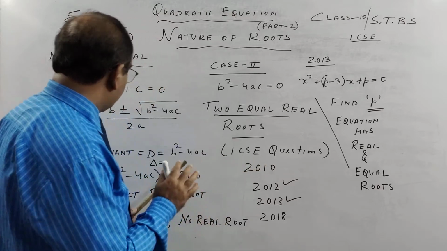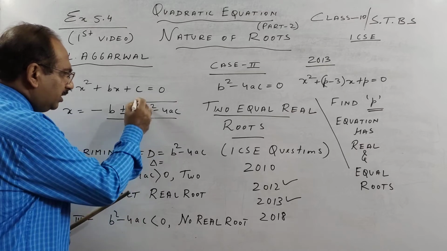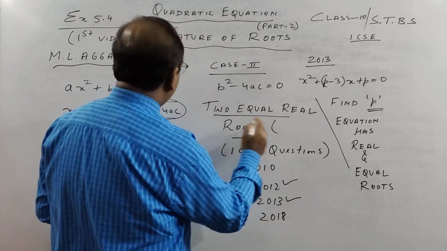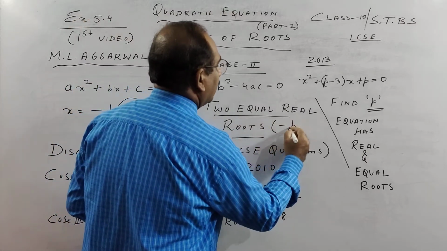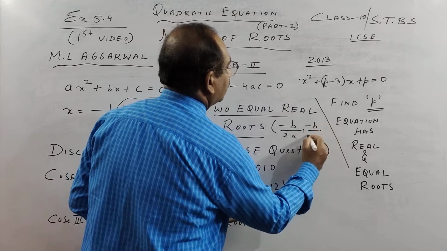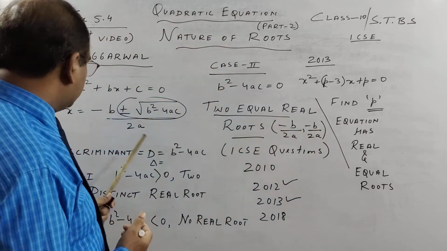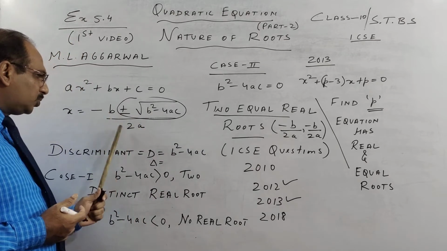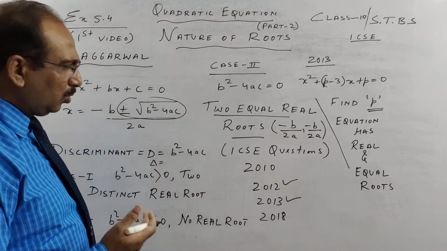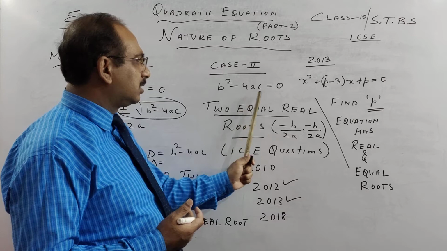What happens here, children, if the discriminant is 0, then plus minus 0 has no meaning. Your root is actually minus b by 2a. So you have two equal roots. This you will understand a little later when I do the verification. So with this plus minus 0, you get two equal real roots when the discriminant is 0.